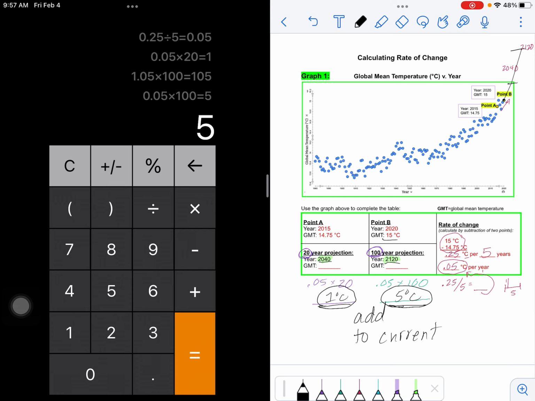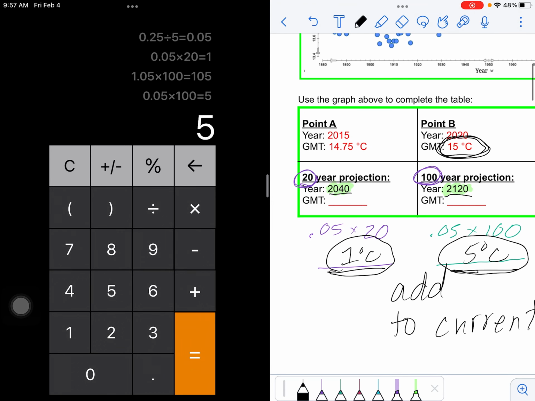So current value is 15 degrees. For my 20-year projection, I know my current is 15. In another 20 years, it's going to go up 1 degree. My total is 16 degrees projected to be the global mean temperature average in the year 2040.